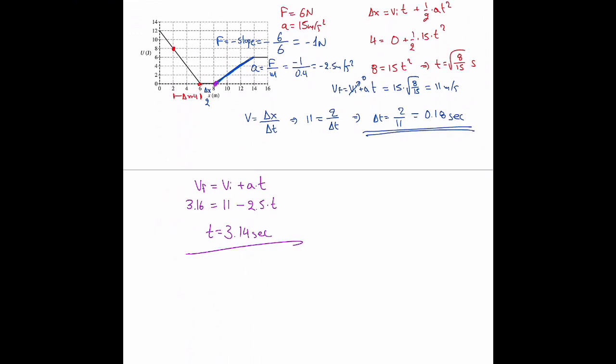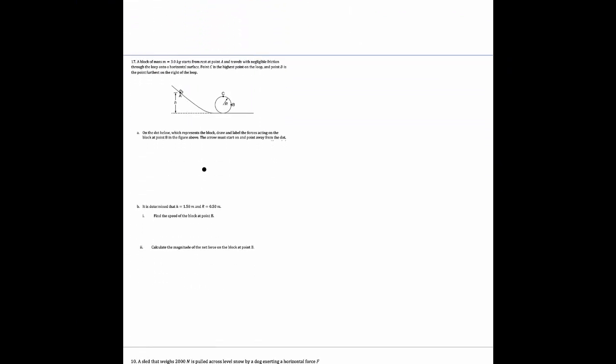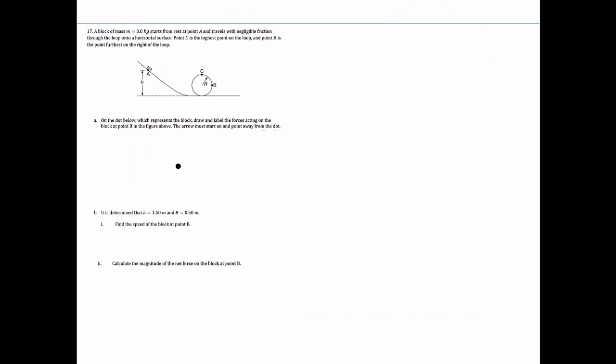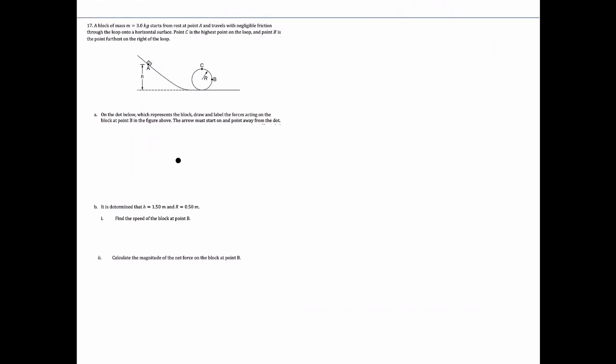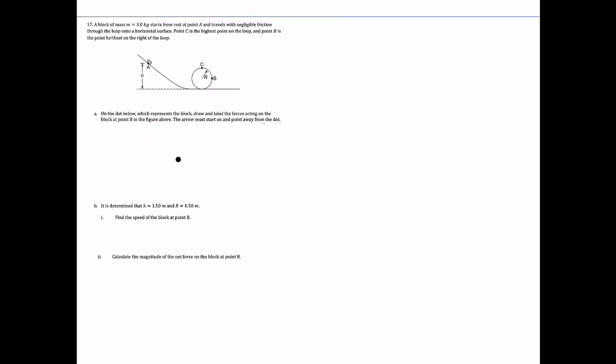Now on the next part of the video we're going to answer a few ADHS exam questions. Feel free to pause the video in order to read the question carefully. However, what we have is a box that is sliding down on an inclined plane, and we need to draw a free body diagram as it reaches point B of the circle, and then we need to find the speed at point B and the value of the force at point B.